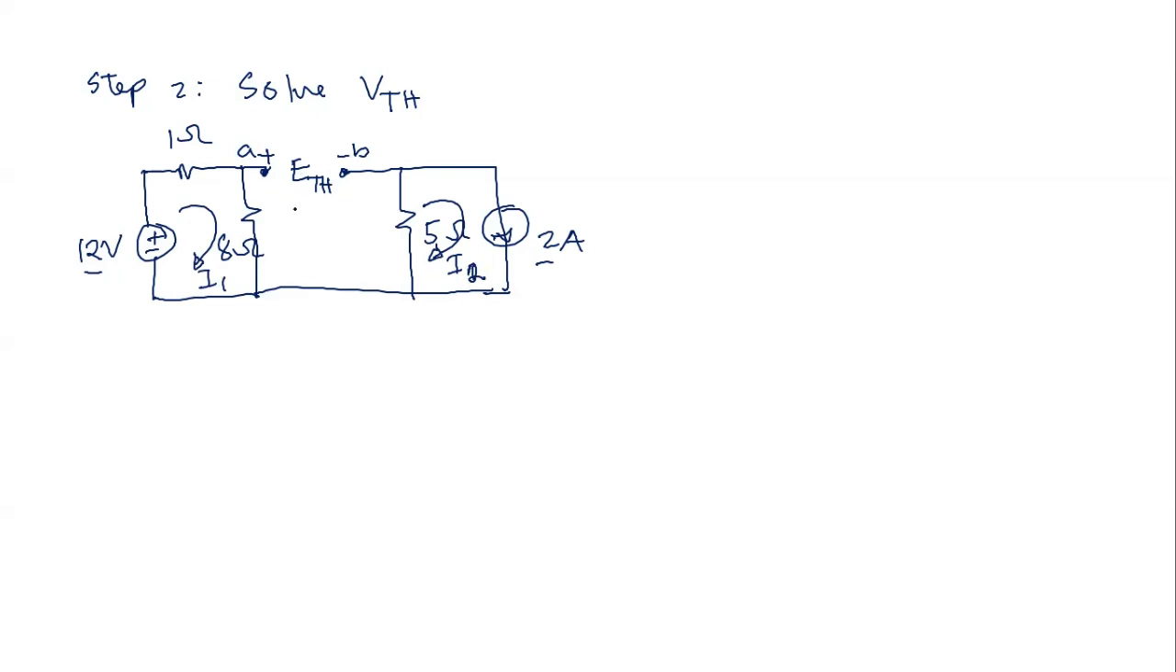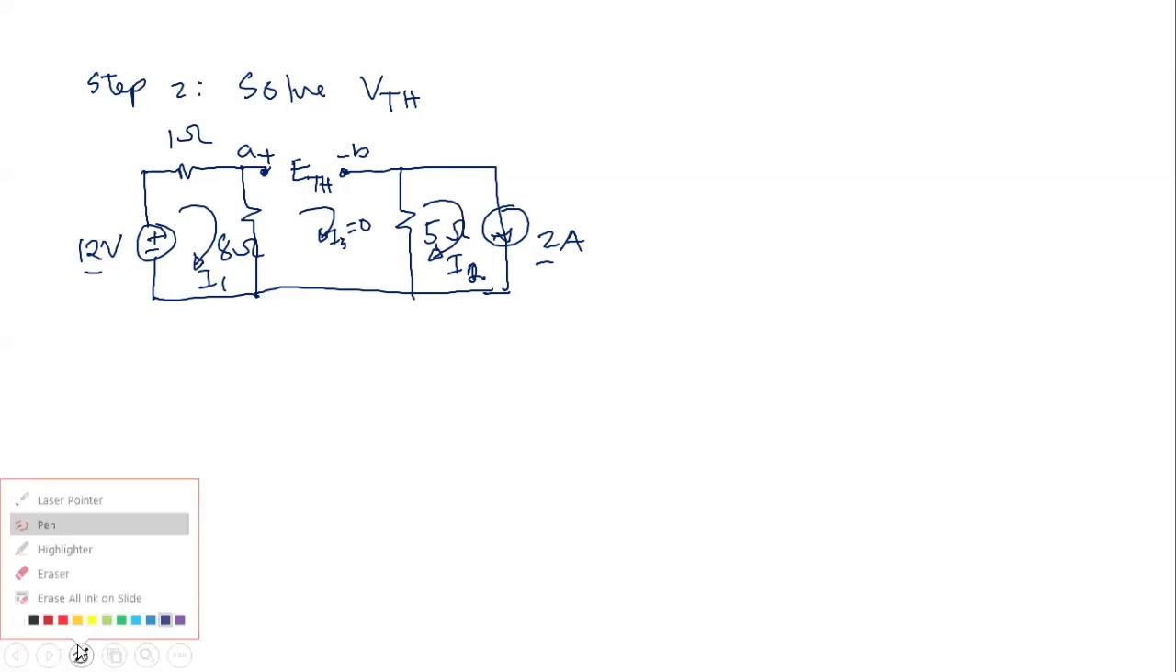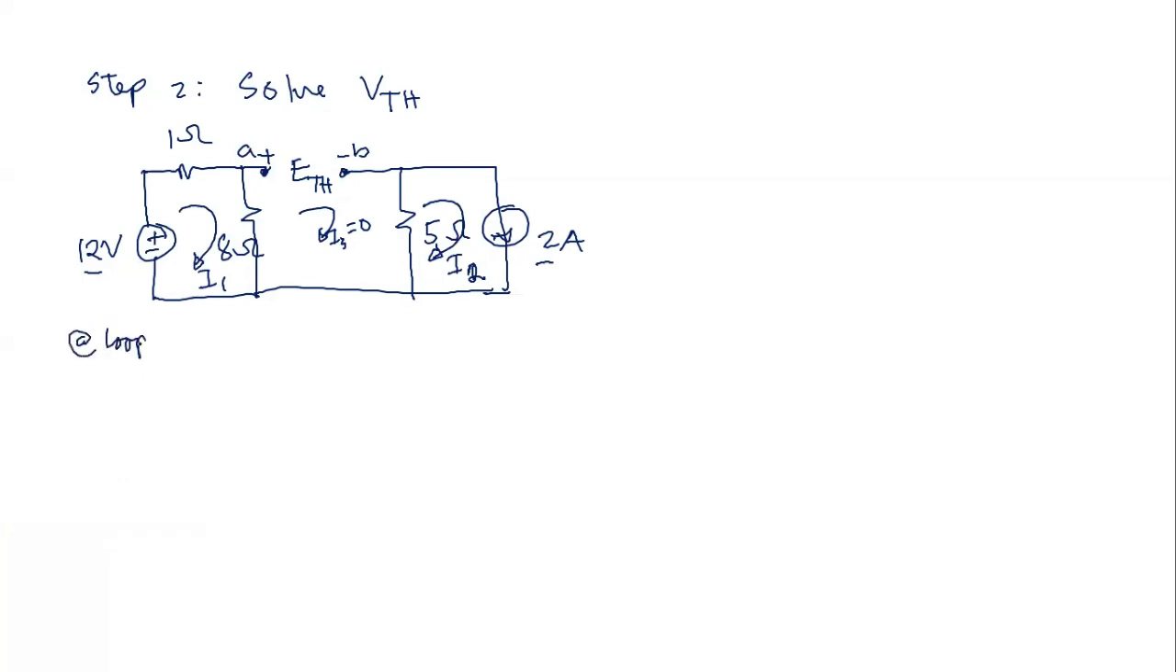Okay, and remember here that if we have a current I3 here, the current here is equal to 0 since it is an open circuit. So we don't need to solve for IO since I3 is equal to 0. Okay. Now, at loop 1, so we write the voltage equation.